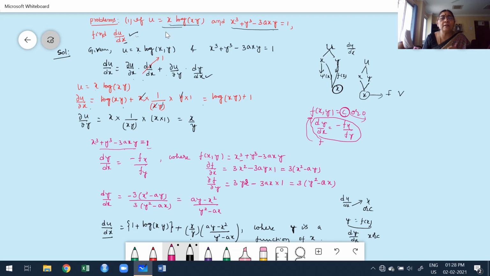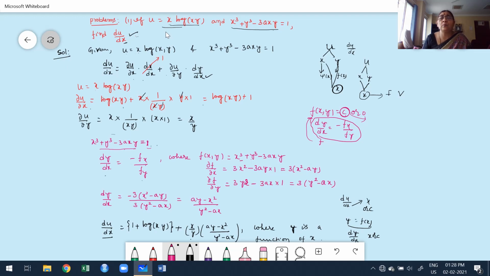We already discussed this in the implicit function definition. The left hand side is in terms of x and y, and the right hand side is a constant or 0. In such cases, what's the formula we derived in the previous class? dy/dx is equal to minus fx by fy.